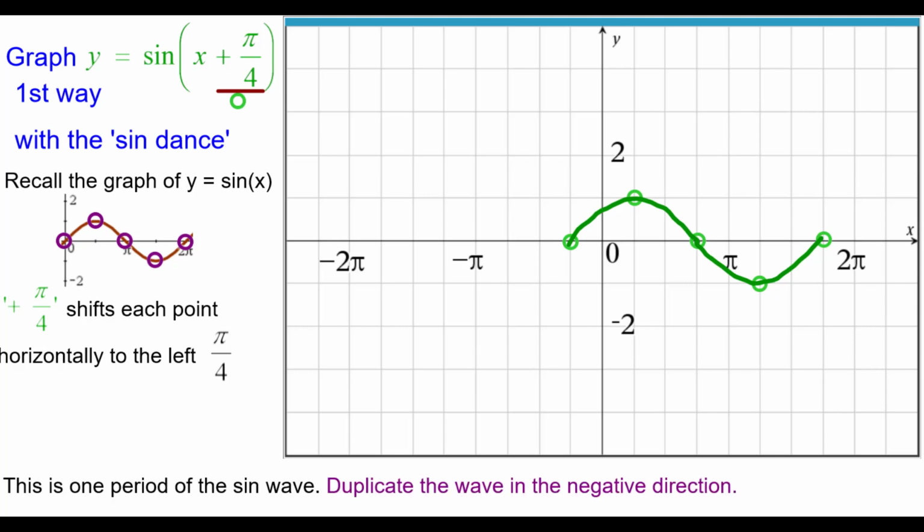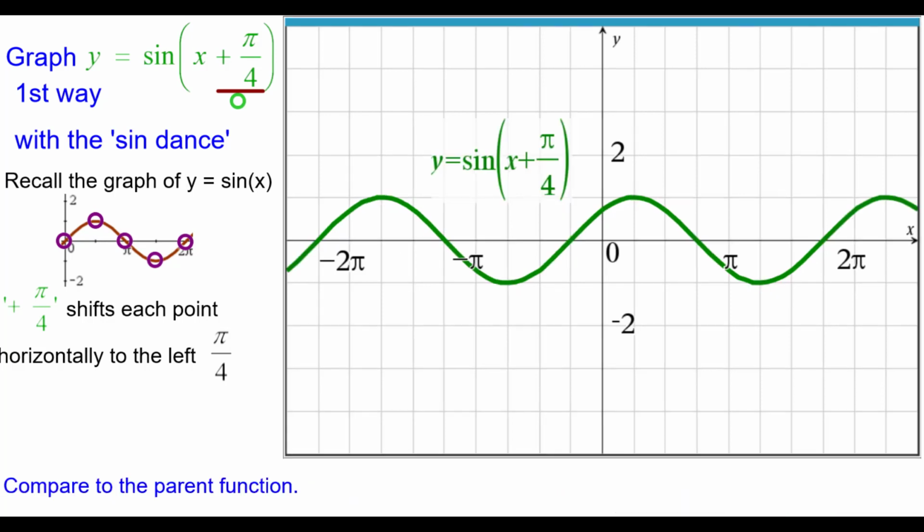Let's duplicate the wave in the negative direction. So we'll start at this point of inflection and go back a period, which is 2 pi, back from a maximum 2 pi, from the second point of inflection, and from the minimum back a period 2 pi. Connect the points as another sine wave. Frown, then smile.